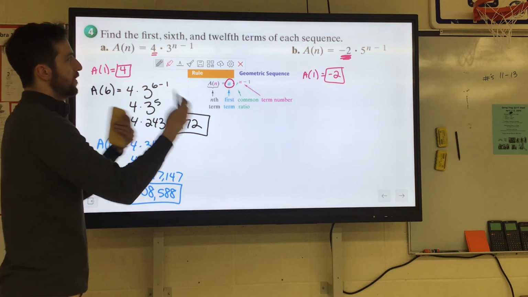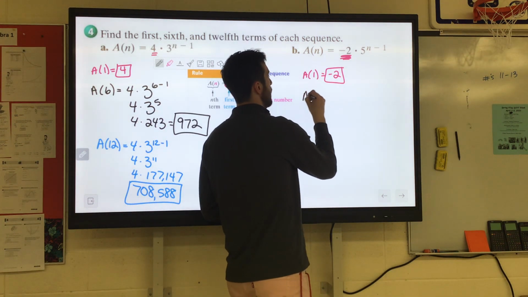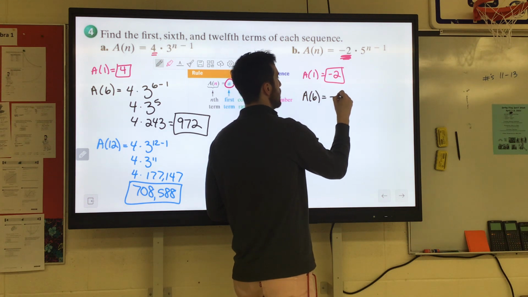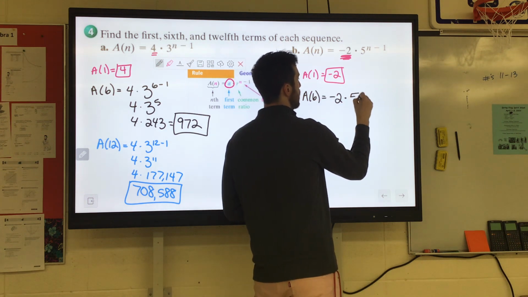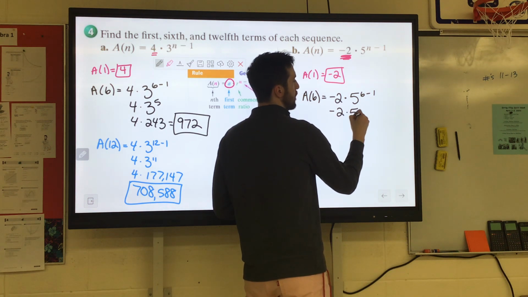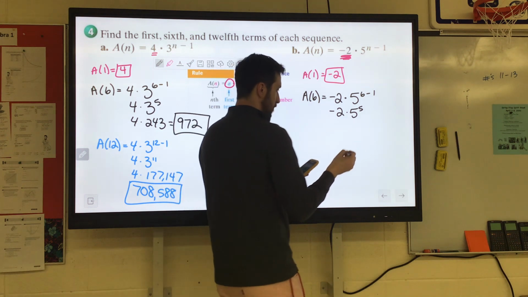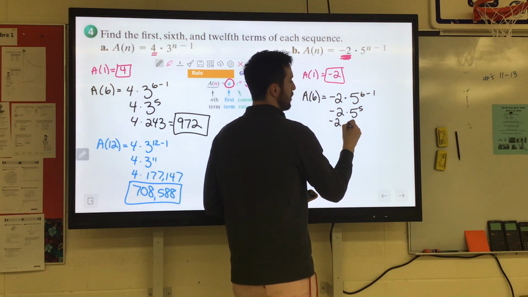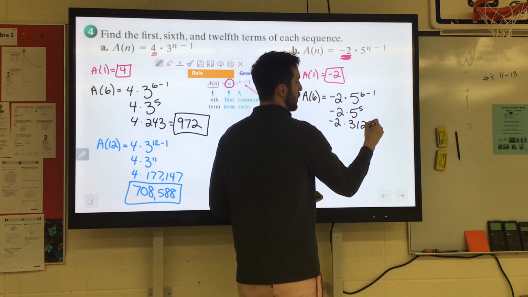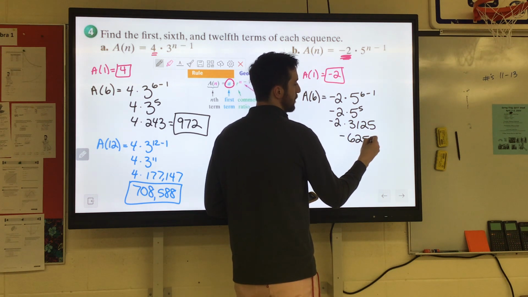All right, now to this problem. We already did our first term. Now we're going to do our 6th term. A of 6 equals negative 2 times 5 to the 6 minus 1. That'll be 5 to the 5th. Again, I don't know that number. 3125. Negative 2 times 3125, which will give us negative 6250.